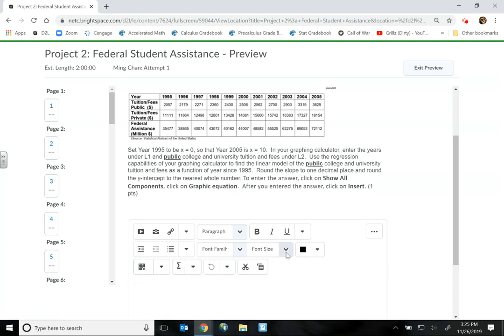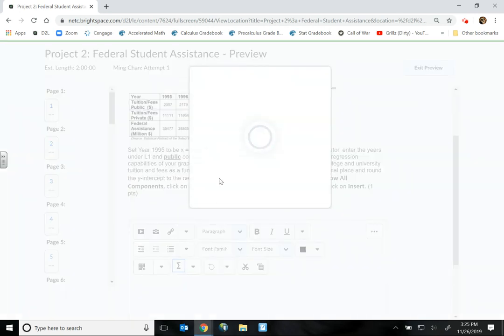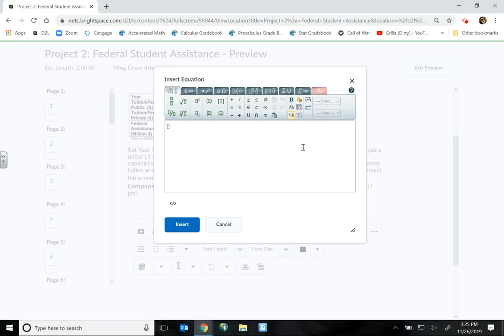And then to key it in, once again, click on Show All Components, click on Graphical Equations, okay, and tap and key it in. So you can just key in y, or some students want to do y hat, okay. So to do y hat, you will actually need to use this. Click on right here and then click on this box, okay.